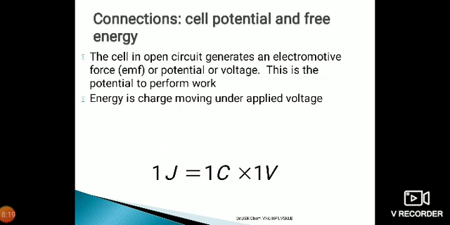And the connections here: the cell potentials and the free energy. The cell in open circuit generates an electromotive force, or potential, or voltage, and this is the potential to perform work. Energy is charge moving under applied voltage. Therefore, energy is equal to charge times voltage. That means 1 joule is equal to 1 coulomb of electricity and 1 volt of potential.